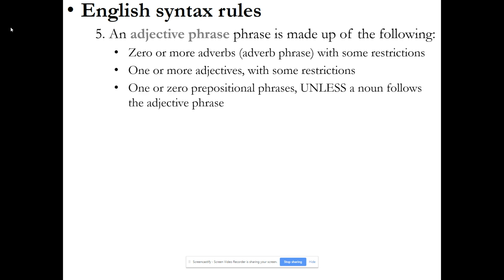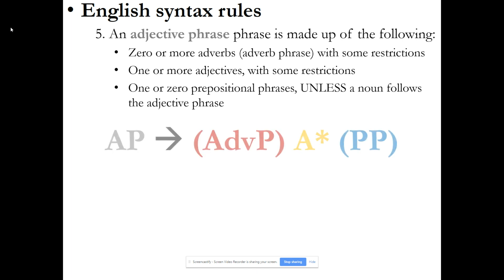And then you can have one or zero prepositional phrases, unless a noun follows the adjective phrase, in which case you cannot put a prepositional phrase after an adjective in an adjective phrase. All right, lots of words. What does that mean? It's much simpler if you look at it this way.